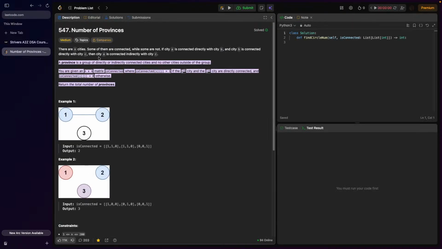Let's start. There are n cities. Some of them are connected, while some are not. If city A is directly connected to city B, and city B is connected to city C. A province is a group of directly or indirectly connected cities, with no other cities outside the group. You're given an n by n matrix isConnected. So you're given an adjacency matrix. Return the total number of provinces. You just have to return the number of components, right? So this is just finding the number of components.